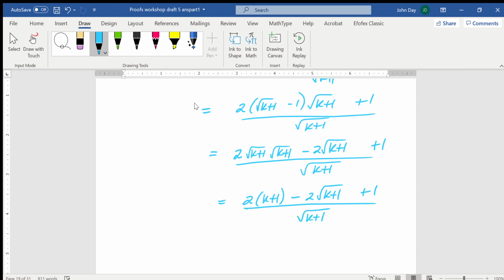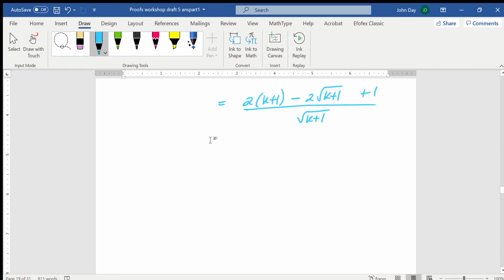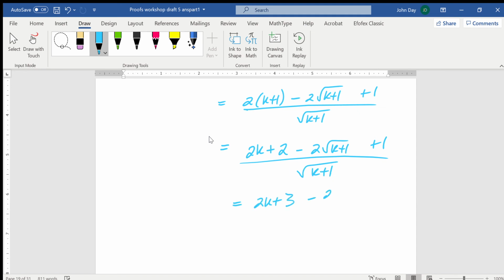All right. So we've got ourselves 2k plus 2 minus 2 root k plus 1 on root k plus 1, which is 2k plus 3, which I'm after, because I was told at the beginning I might want to use something to do with that 2k plus 3.